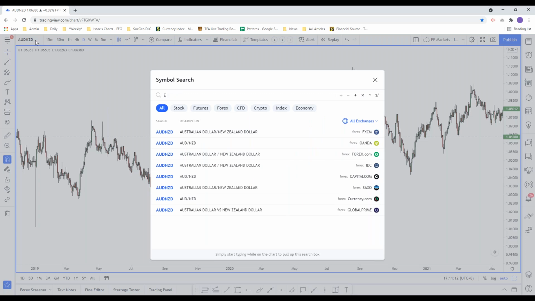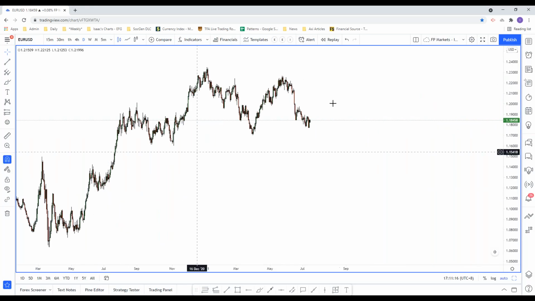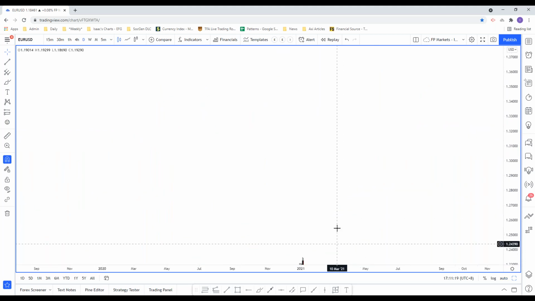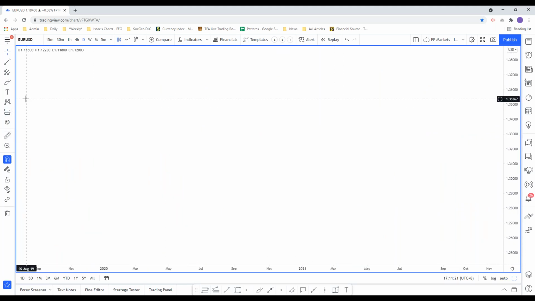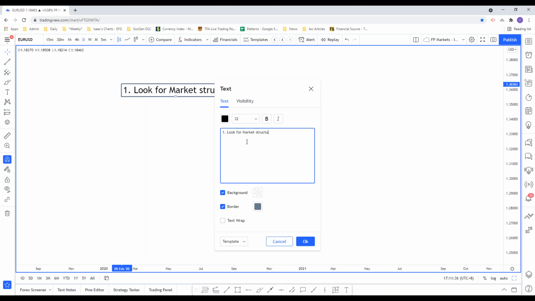So first and foremost, I'm just going to use euro dollar as an example, okay, because it's a major, you don't see too much chop around. Okay, so first and foremost, when we want to draw retracements, a very quick tip, let me just make this text a bit bigger. Okay, a very quick tip will be, number one, look for market structure. Number two, okay, we draw retracements on the recent completed move, right?